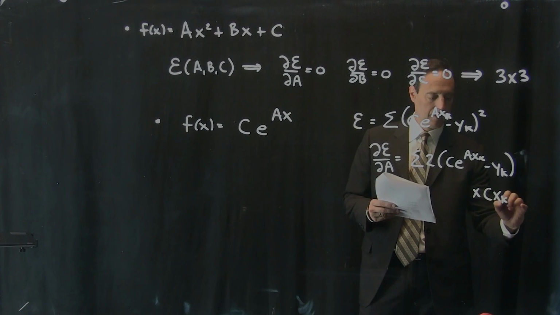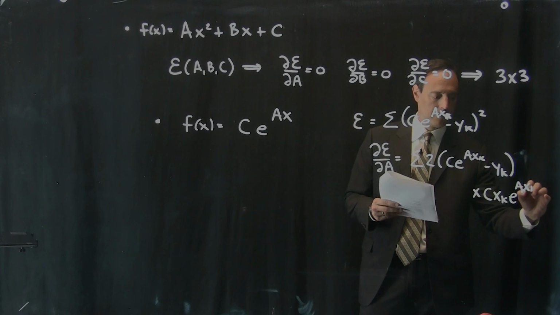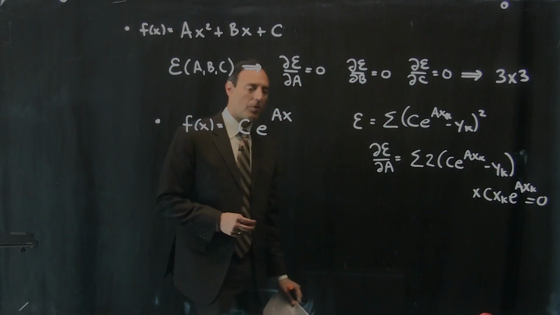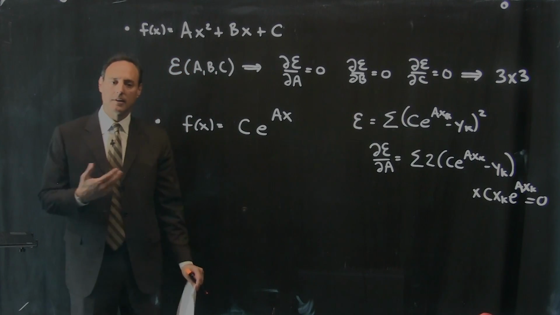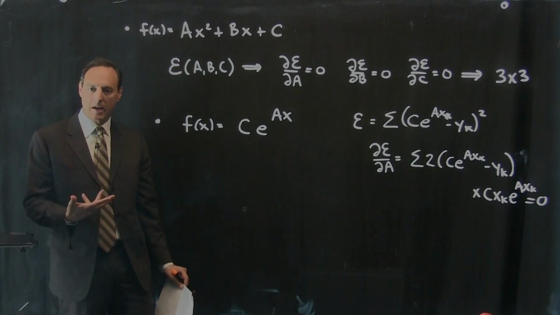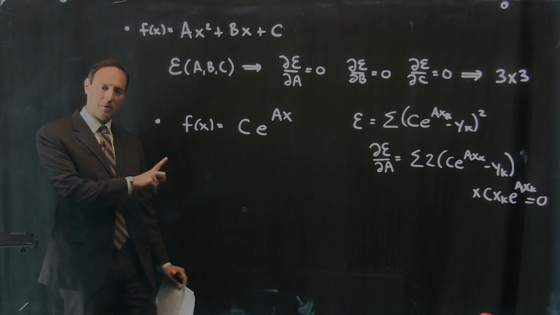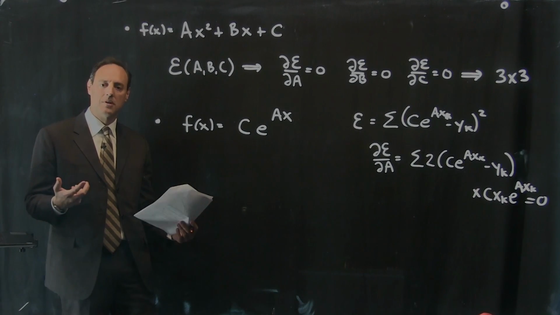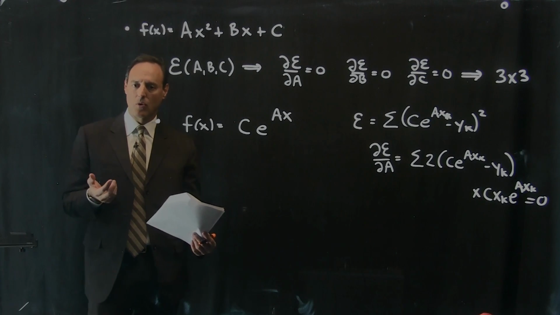Times c x of k e to the a x of k equals 0. And now the problem is I don't get a linear system of equations for a. A is sitting up in the exponent. So what I get is a nonlinear system of equations.